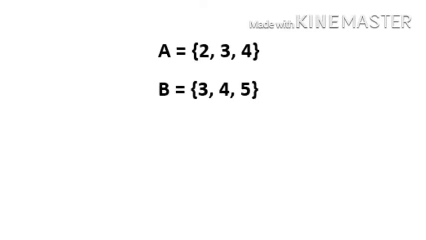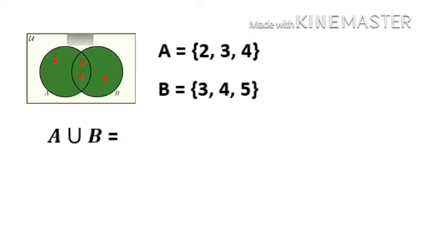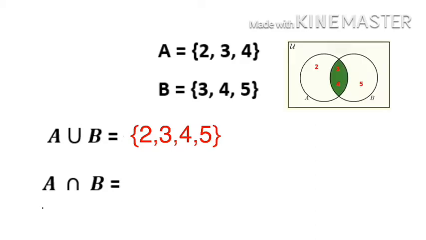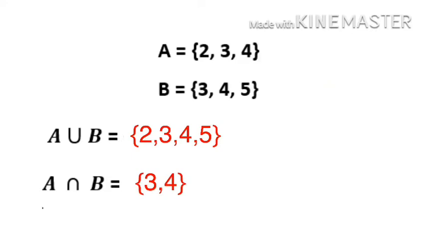So for example, you have these two sets. What is A union B? Again, we say union, meaning tanan. So you write all the elements with no repetition. So you have 2, 3, 4, and 5. How about A intersection B? A intersection B is just the common elements of A and B. What are the common elements? You have 3 and 4. So A intersection B is 3 and 4.